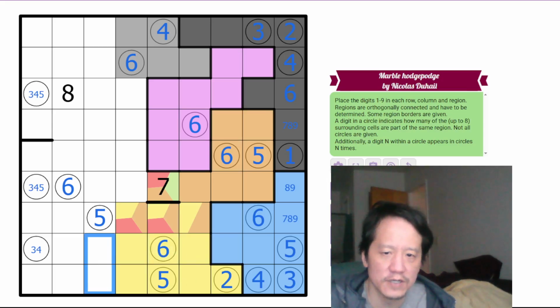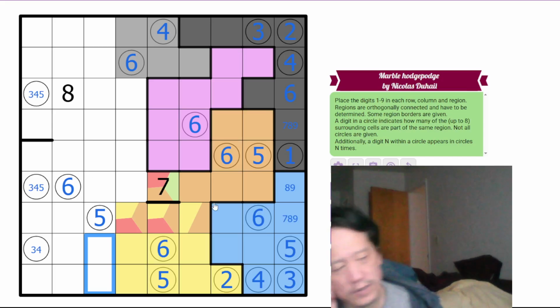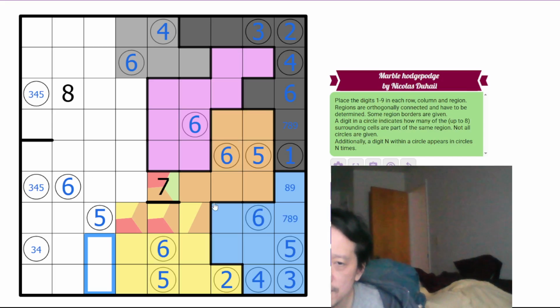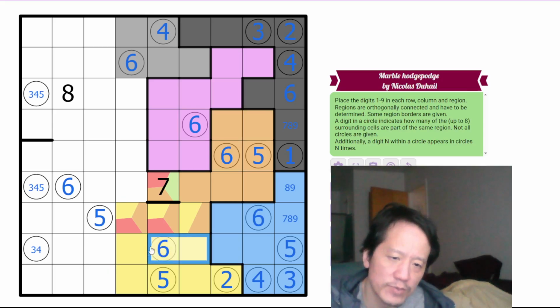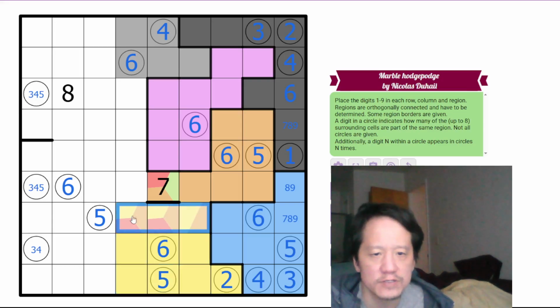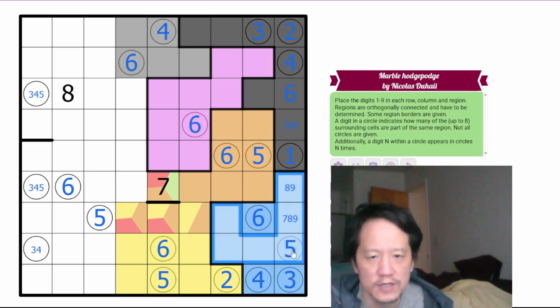One of these is yellow, and the rest cannot be yellow. Right, because we have 7 already. One of these must be yellow to get 6 surrounding cells in the same region. This has 6: 1, 2, 3, 4, 5, 6. This has 5: 1, 2, 3, 4, 5. This has 4: 1, 2, 3, 4. This has 3: 1, 2, 3.